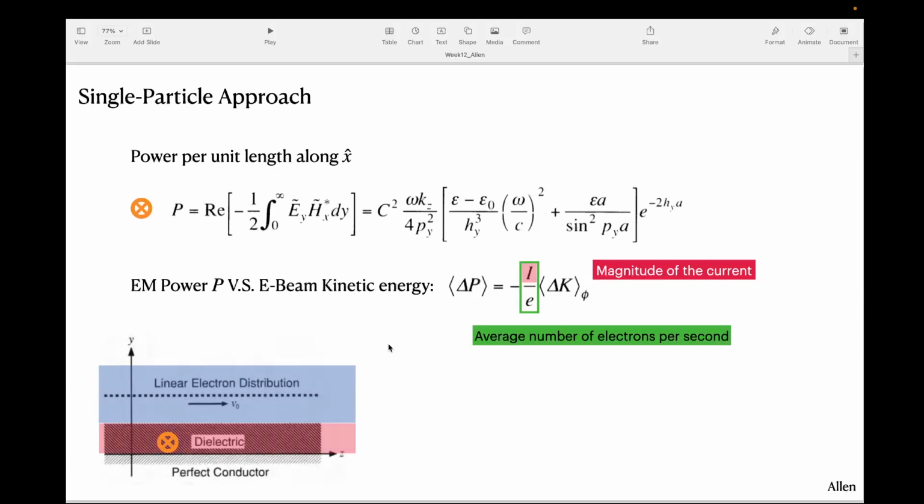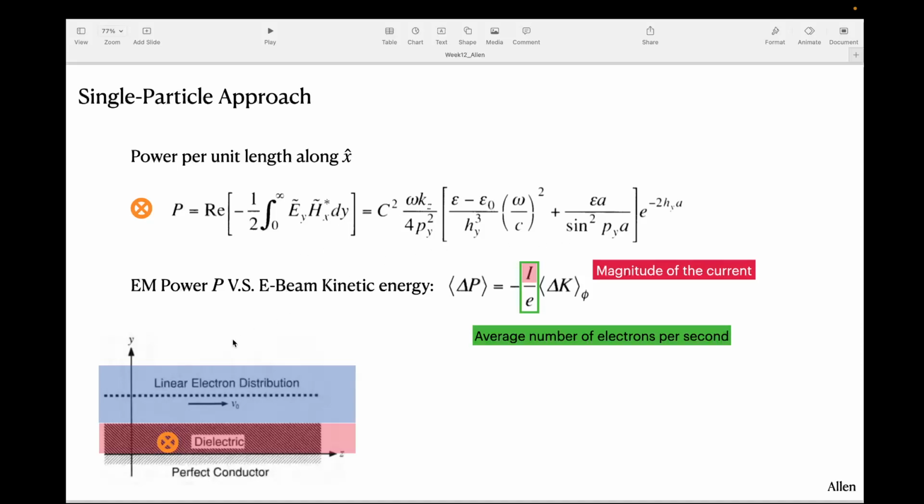So to get the power per unit length along x, where x is going out of, or into, the paper, which I denote with the green and orange cross with circle here, we actually integrate the Poynting vector times dy. So therefore we get this expression.